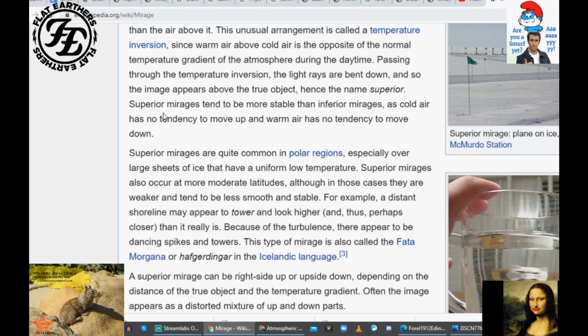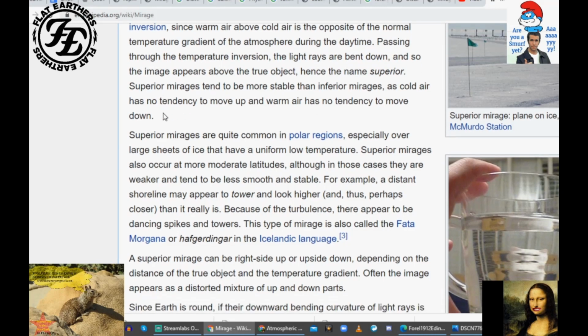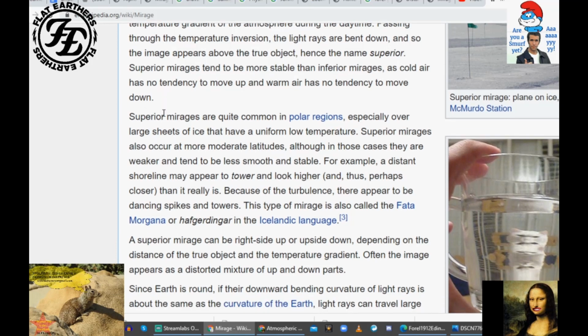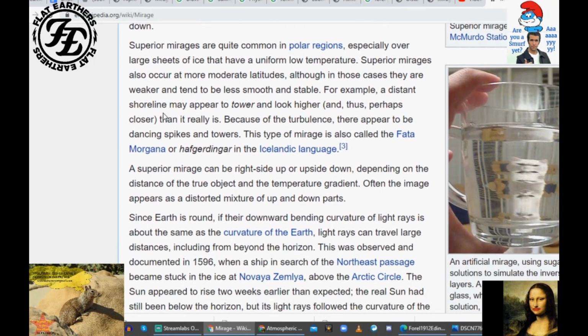Passing through the temperature inversion, the light rays are bent down. Again, no reference here to a scientific study. They're just telling you. Okay, I believe you. Light rays are bending down, George. Okay. So the image appears above. Wait a minute. Light rays are bending down, making the image appear above. That's kind of weird. Yeah, it doesn't make any sense.